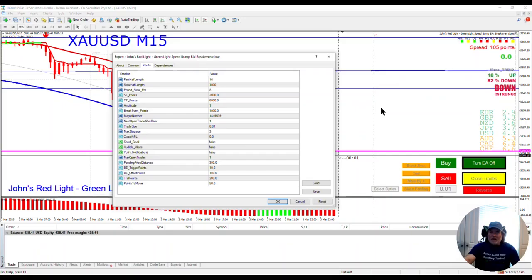Now, if it's break even, you're going to have a number that you can put, which is where's the break even number? Right here. So I have mine at 1,000. So once it gets into 1,000 points, it'll go to 0. So that's how the break even works. And you can set that number to anything you like, but if you get it too small, you get hit all the time. And then the other one will be a trailing stop.